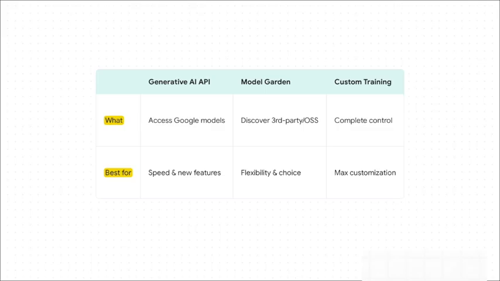Okay, so this is super important because you basically have three main doors you can walk through. Door number one is the Generative AI API. This is your fast lane. You get direct access to the latest and greatest from Google, like Gemini. Door number two is the Model Garden. Think of this as a huge showroom where you can browse all sorts of third-party and open-source models for ultimate flexibility. And door number three? That's custom training. This is for when you need to build something totally unique from the ground up with maximum control.